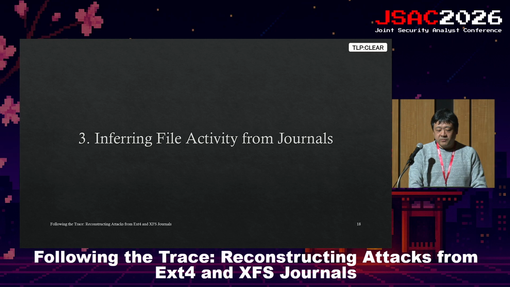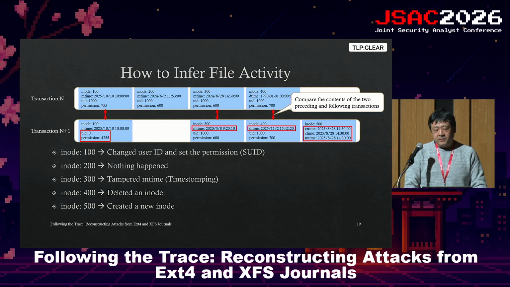Next, let's consider how to infer file activity from the data recorded in the journal. There are several ways to infer file activities. This time we adopted this method. We infer file activity by comparing two consecutive transactions and observing changed elements. For example, for inode 100, you can see the changes in UID and permission, so the file was SUID'd.